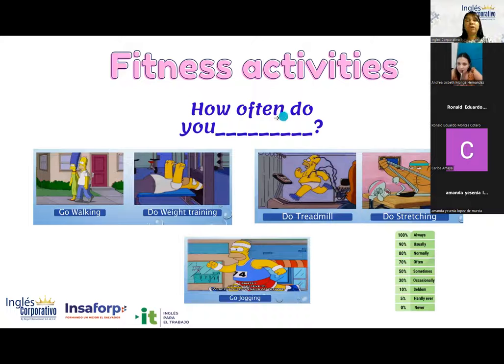And how often do you do stretching? I normally do stretching. Excellent. I normally do stretching. Yes, that helps you to relax your body, right? Yes, of course.